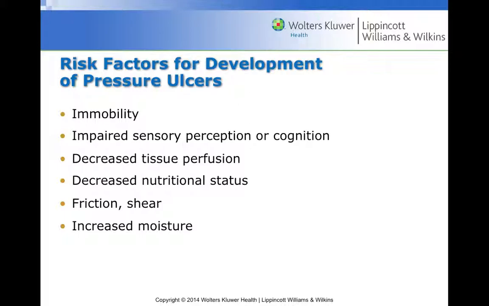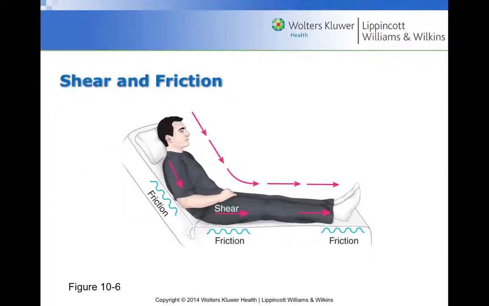Also, decreased tissue perfusion and nutritional status. Again, talking about friction and any increased moisture. So that then goes back to your immobile patients who aren't able to get up, or they have decreased cognition and they may defecate or urinate on themselves and they're not being cleaned frequently. This too can be a risk factor for a pressure ulcer. Here's an illustration here of shear and friction.